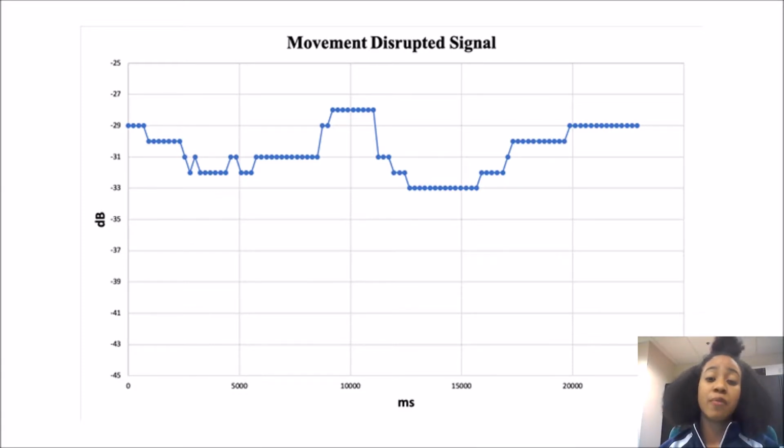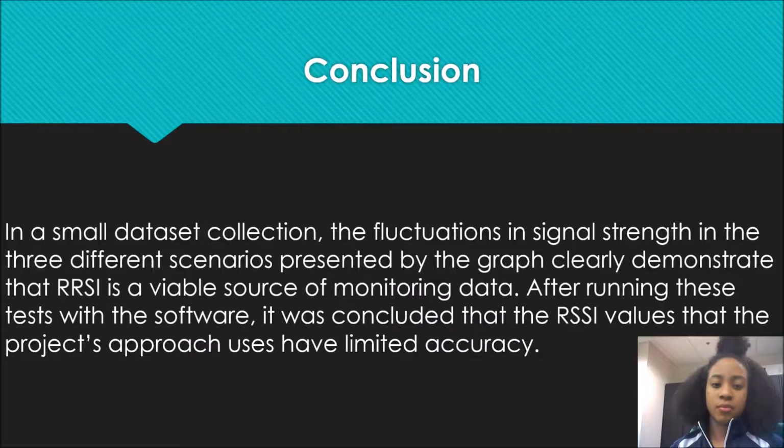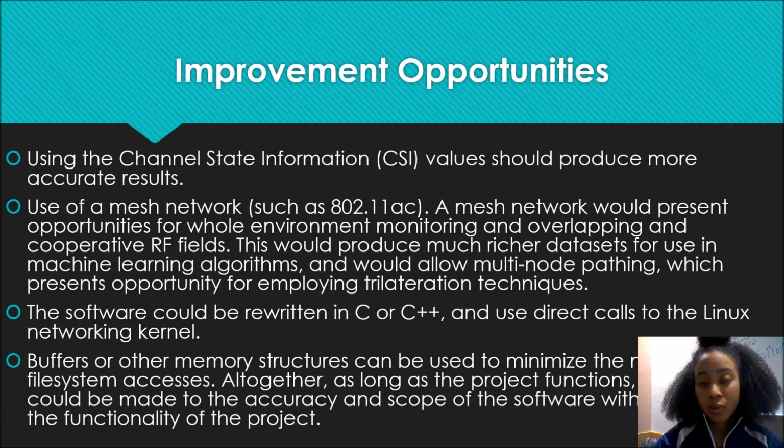Clearly, there is more movement in the graph because the RF field is being obstructed, and you can see the difference between when there's no obstruction in the RF field, when there is an obstructing body without moving, and when there is an obstructing body that's moving. We believe that RSSI is a viable source of monitoring data. However, after testing the software multiple times, we have concluded that the RSSI values that we recorded with the project's approach have limited accuracy.